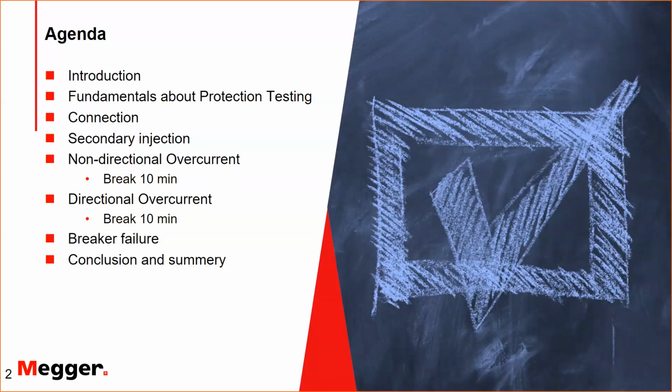We'll talk about some non-directional overcurrent protection testing, how we do the normal test, pickup, timing, and some tips and tricks that you can use to make the test go smoother or easier, and how we at Magar can help you achieve that. And then we will talk about directional overcurrent, which is a little bit more advanced than normal overcurrent, and the kinds of tests that we have for it. I'll talk about some fundamentals about directional overcurrent, how we select the polarization angles and the polarization voltage, how we can set them up in our test equipment, and how we can test them. And last but not least, we'll talk about breaker failure as a function.